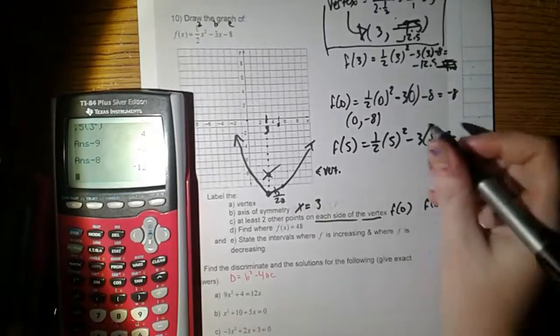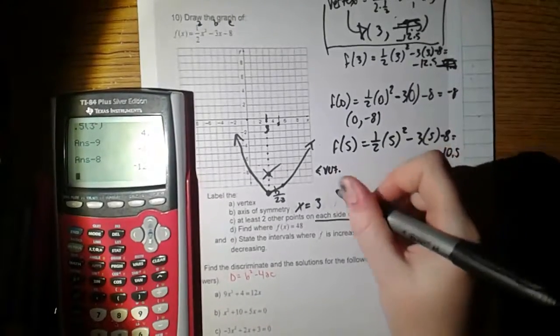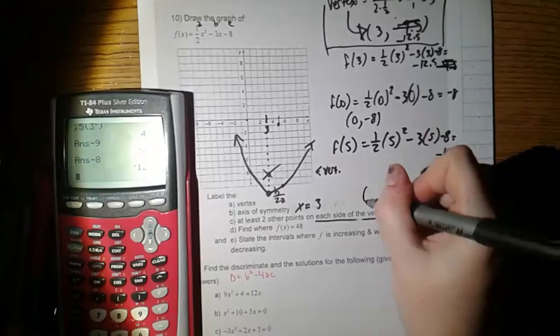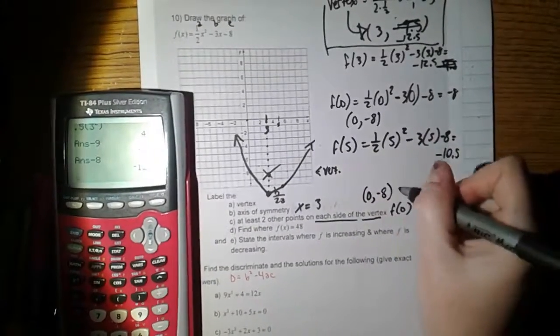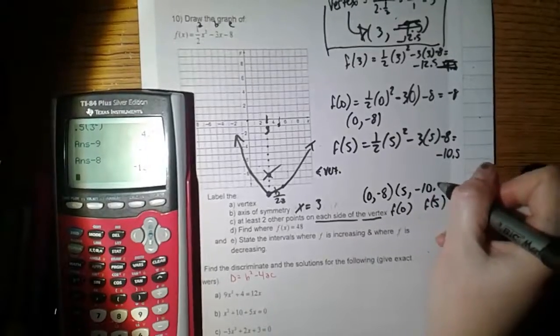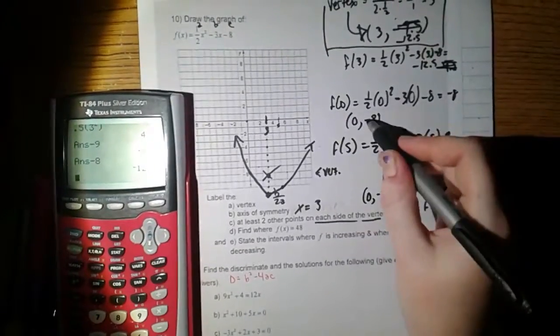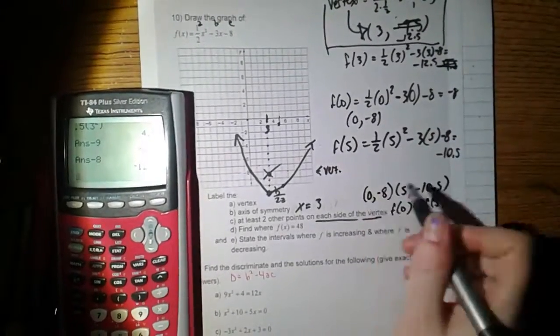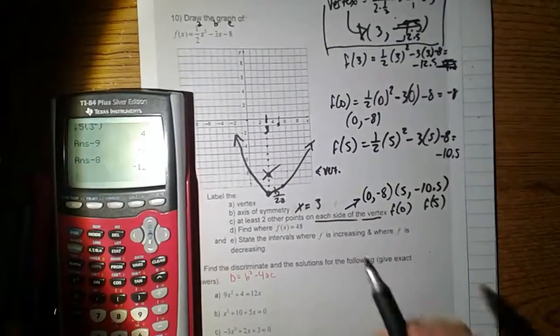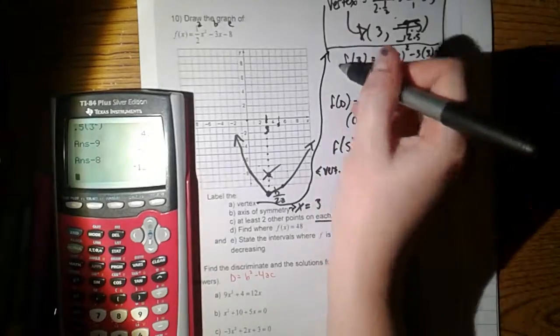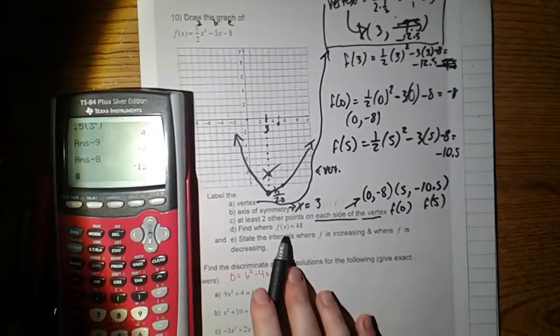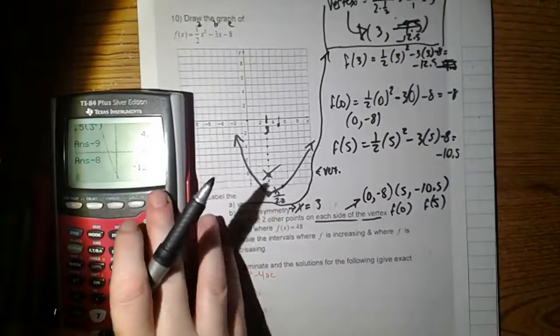Found 2 points. We found 0, negative 8, and we found 5, negative 10.5. So there's 2 points we can use. There. Axis of symmetry, and our vertex was that. Okay, find where f of x equals 48.